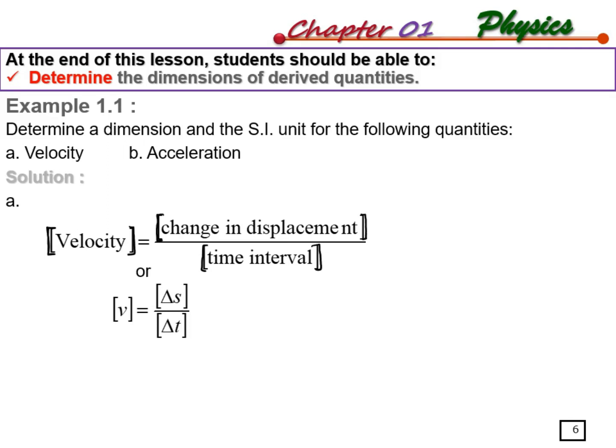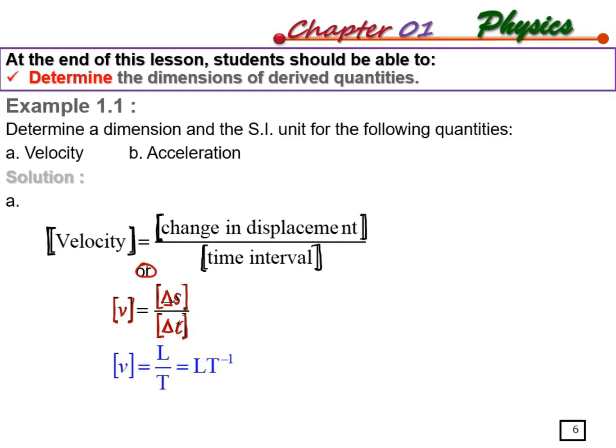Or if you don't want to use the word, you can use the symbol. If you already know the symbol of the velocity is V, so you can put bracket V. So bracket, the change in displacement is delta S. So you can just write its symbol, so over delta T. So you must put all these quantities in brackets if you want to do the dimension.